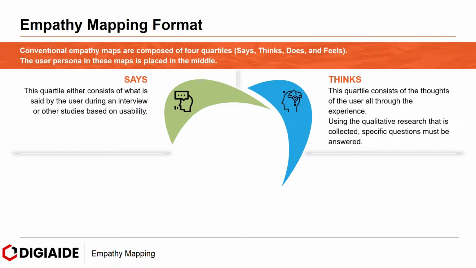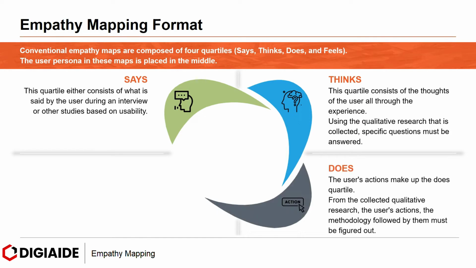Using qualitative research that is collected, specific questions must be answered. These questions help understand the thoughts of a user, what the user is thinking, what is essential to the user, whether what the user is saying and thinking can be the same. The most important part is to consider things that the user might think but is unwilling to say. Next, does. The user's actions make up the does quartile. From the collected qualitative research, the user's actions, the methodology followed by them must be figured out.